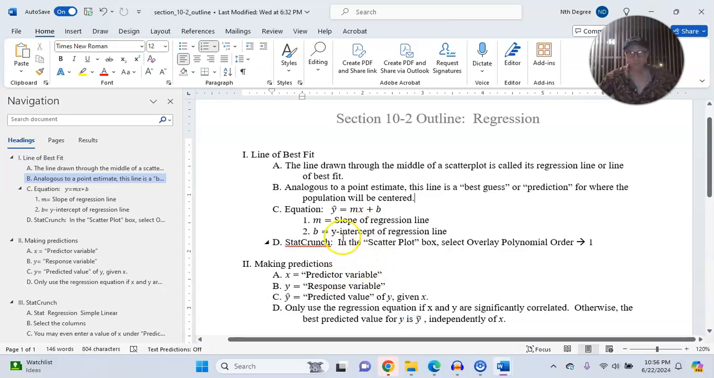How do we get to see this line? Well, when we go to StatCrunch and graph the scatter plot, we're just going to select one more box here, the overlay polynomial.